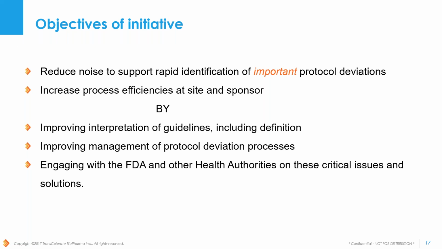So we were planning to achieve these objectives through three main approaches. So firstly, going back and looking at what the guidelines say and proposing an improved interpretation, including the definition of important protocol deviation. We want to propose improvements in the management of protocol deviations, like I said, to make it more efficient, to focus on what matters and be sure that we are being accurate and consistent within an individual company.